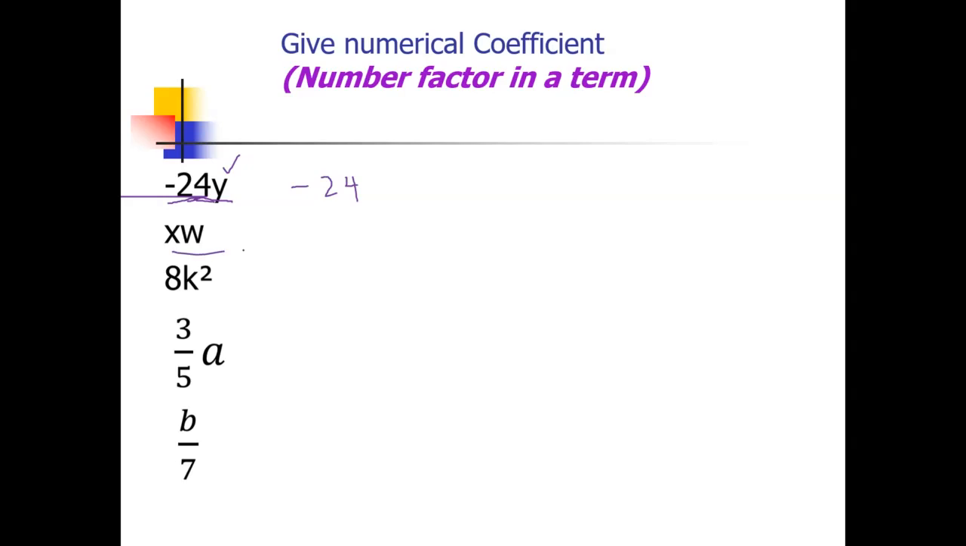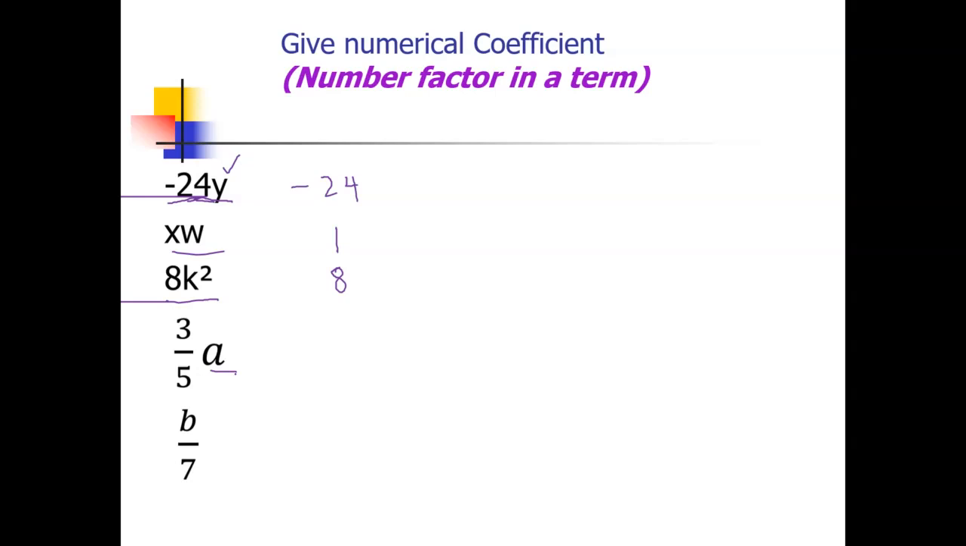Second example, I have xw. There is no number in the front of xw. If there is no number, there is always a 1, and 1 is the numerical coefficient for xw. Next, 8k squared. k squared is a variable, and 8 is the number factor in the front. The numerical coefficient is 8.